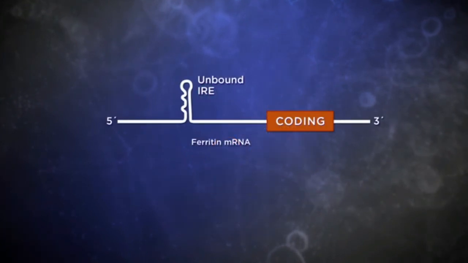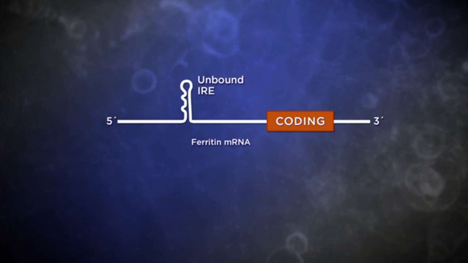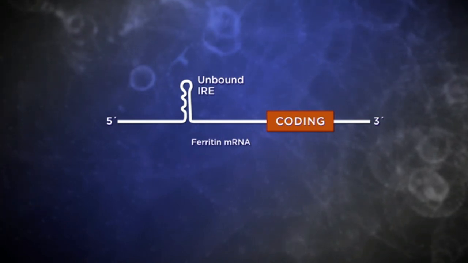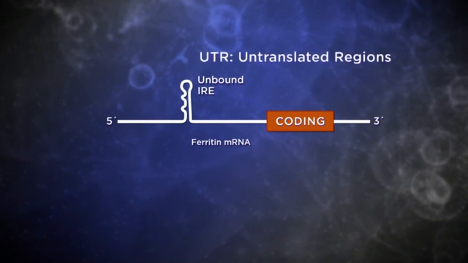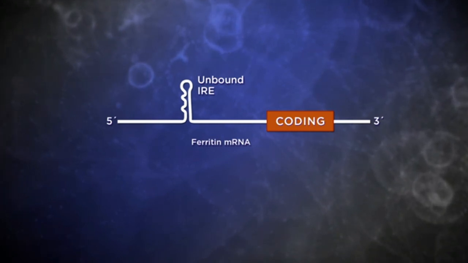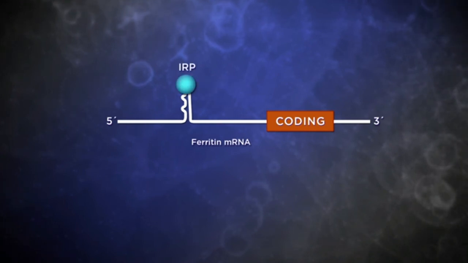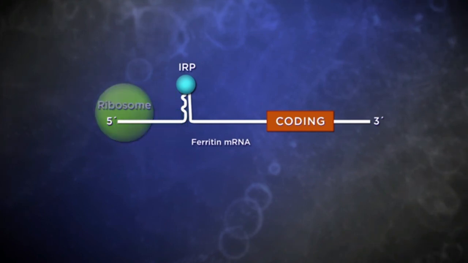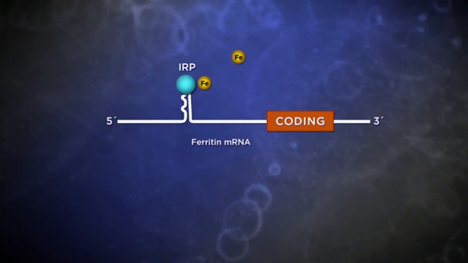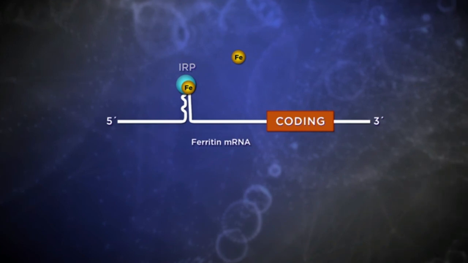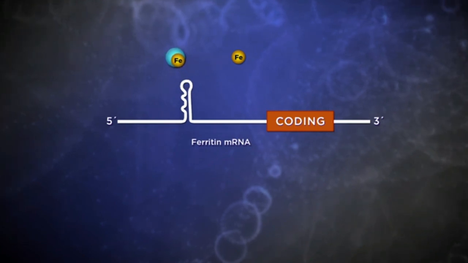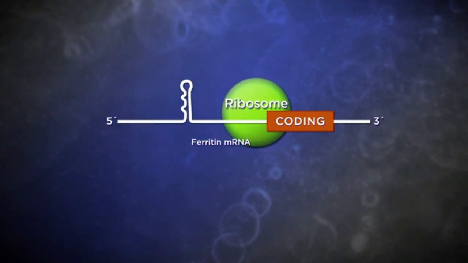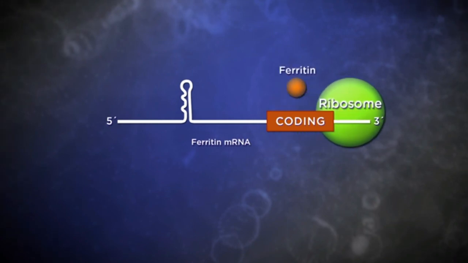Okay, what about the ferritin? Well, remember that we need more ferritin when iron levels in the cell are high. And in the ferritin messenger RNA, the IRE is in the 5' UTR. When iron levels are low, the IRE is bound by the IRE binding protein, blocking translation of the ferritin messenger RNA. And if iron levels are high, then iron binds to the IRE binding protein, which dissociates from the IRE. This frees up the 5' end of the ferritin messenger RNA for ribosome assembly and translation, producing more ferritin.